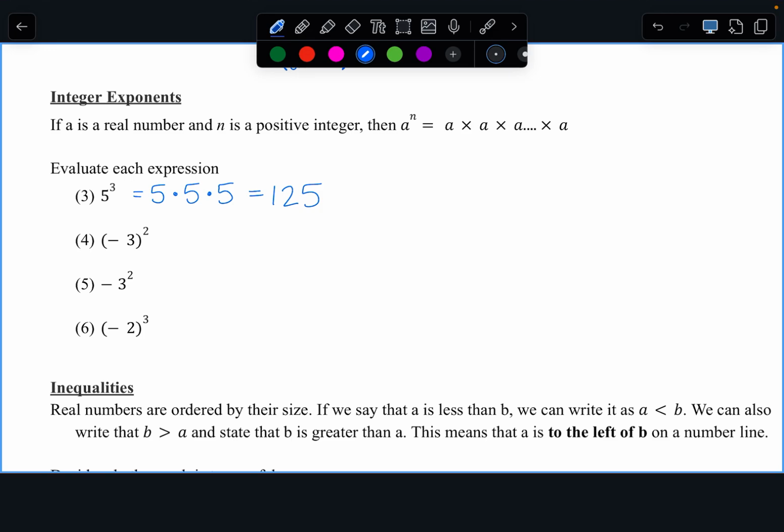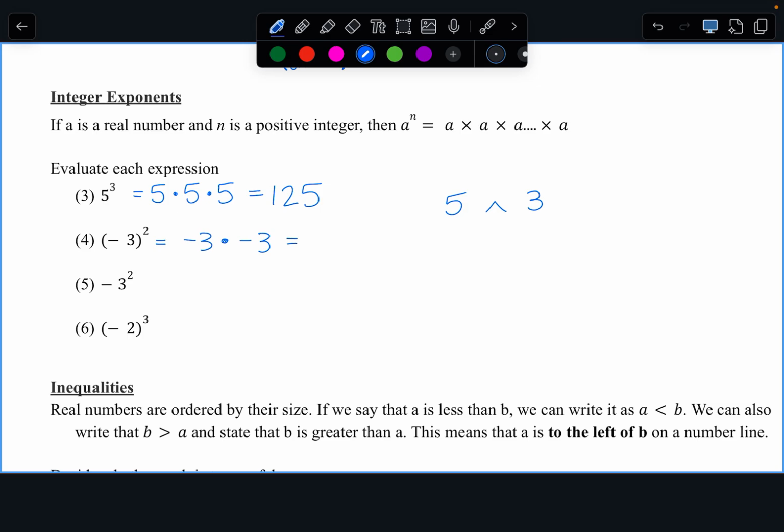On a calculator, I promise I'll have them unpacked and batteries in there next time. In the calculator, you would do 5, the little exponent button, and 3. So this is how you do it on the calculator. Or you could just do 5 times 5 times 5. That's totally fine. For number 4, because it's in parentheses, it's telling you the stuff inside those parentheses is what is being repeated. So this is telling you -3 is being repeated twice.